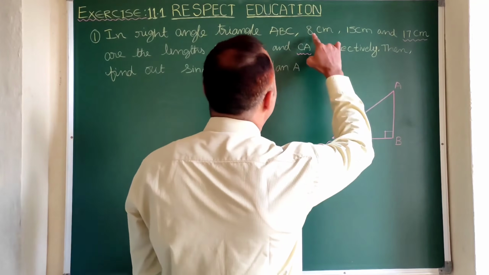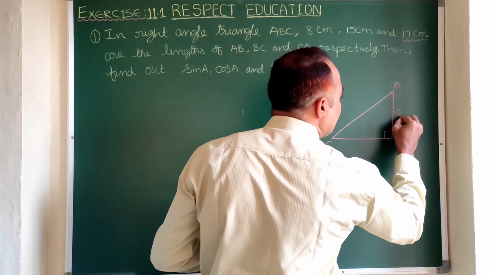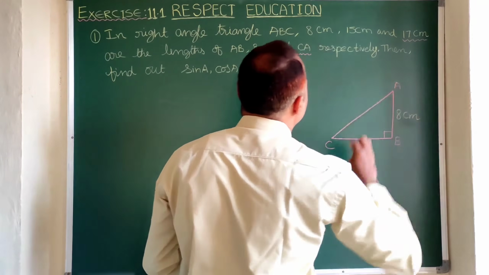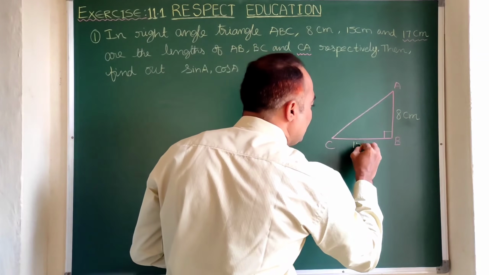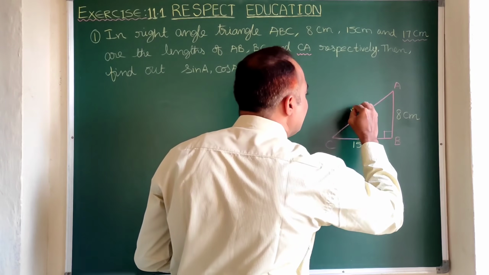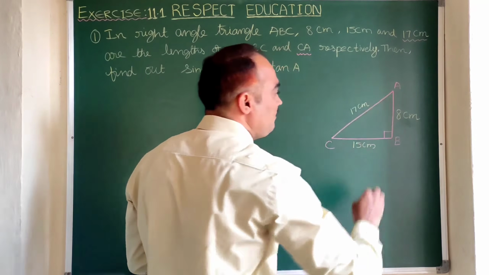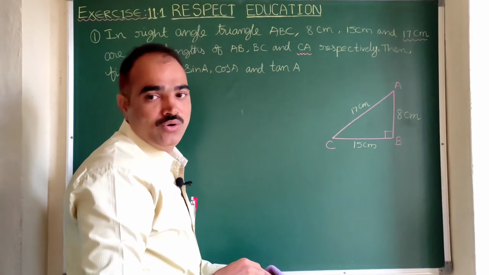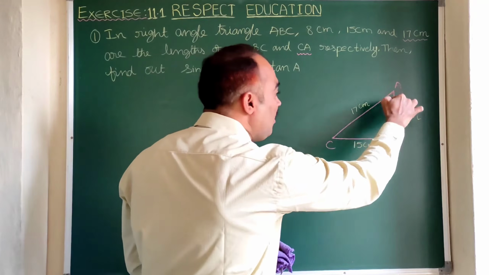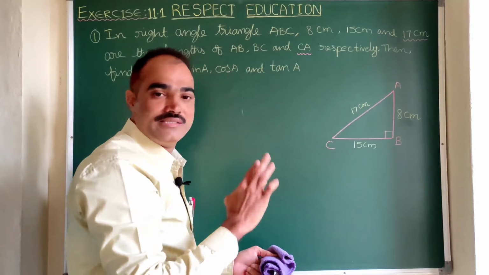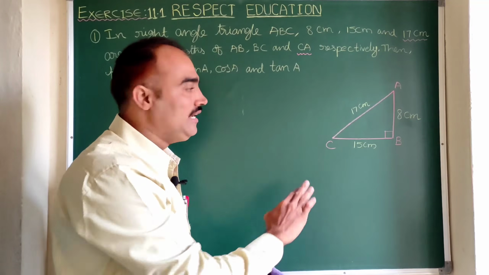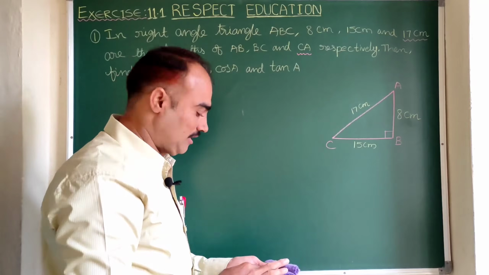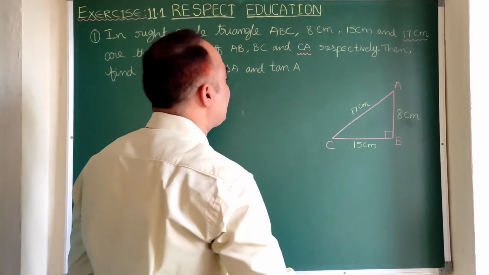Now here AB is 8 centimeter, so I am writing 8 centimeter. Next BC as 15 centimeter and AC is 17 centimeter. Clear? Here, do we need to apply Pythagoras theorem? No, no need. Why? Because all three sides are known to us. They are given clearly, so we need not go for the Pythagoras theorem at all. So let us start solving the problem directly.